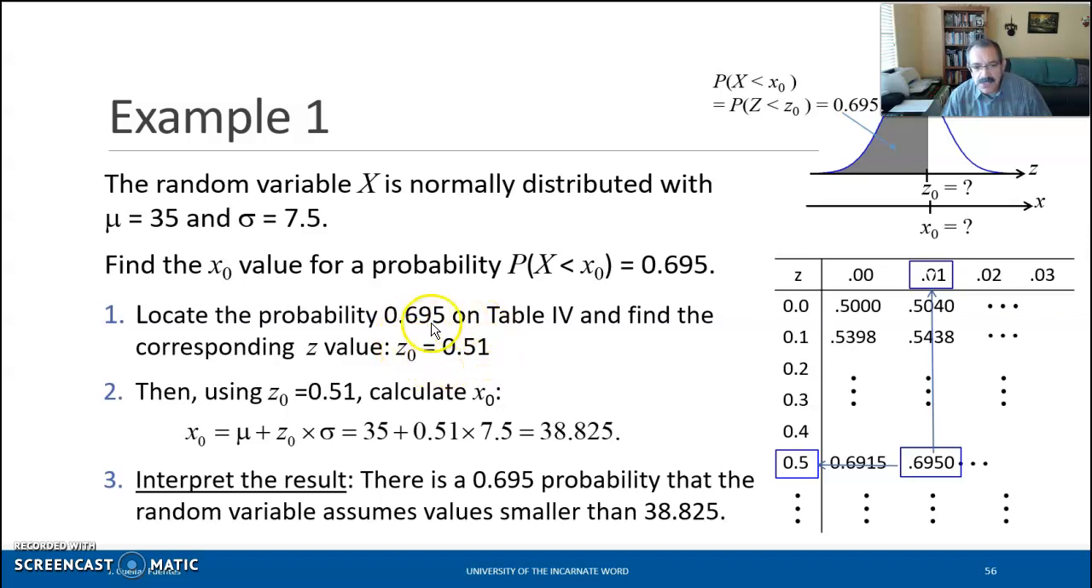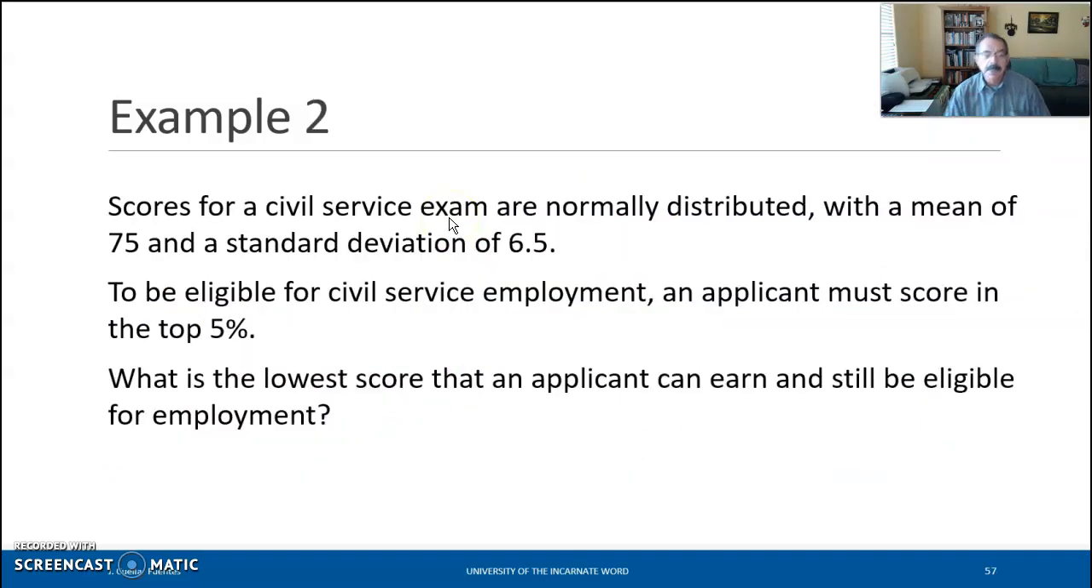Once you find the z-value, then you use this equation. You take the mean plus 0.51, the z-value that we found from the table, multiplied by the standard deviation, and that gives you the x value. Once you have the x value, you interpret that result. So here we can say that there is a 0.695 probability that the random variable assumes values smaller than 38.825. So again, this illustrates the use of the 3 steps to find the x value. All right, let's look at this example.